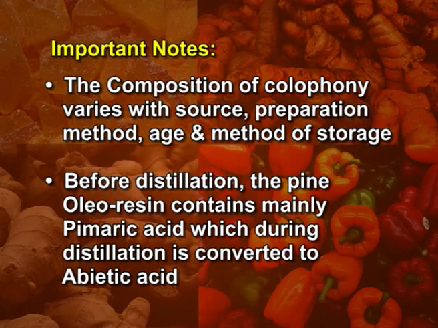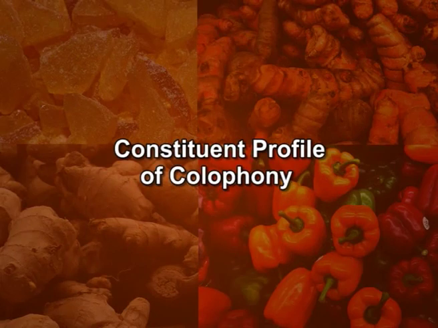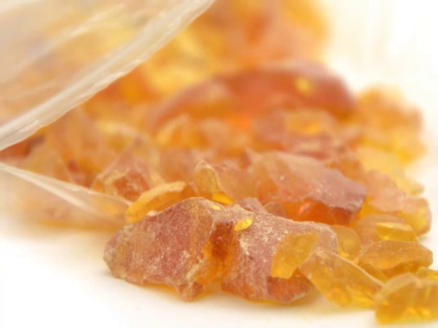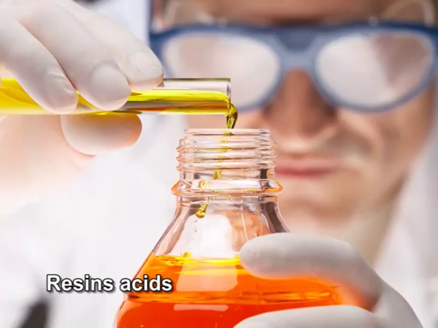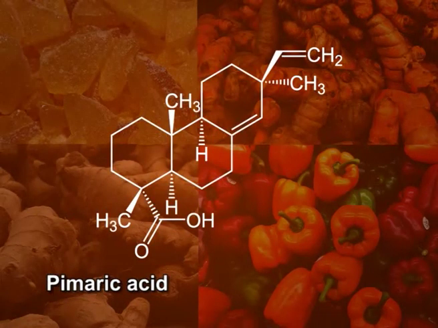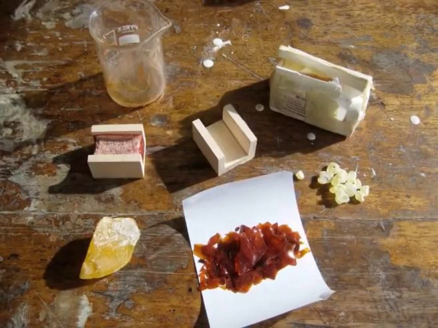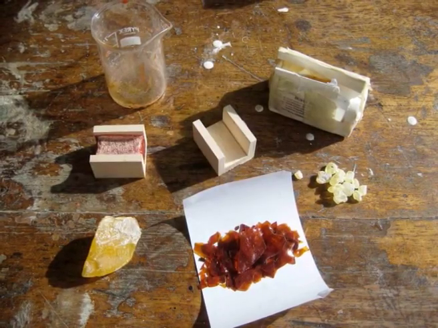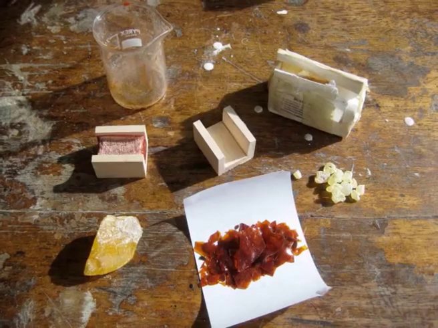Now, I will be discussing the constituent profile of colophony. Colophony contains about 80 to 90% resin acids, which are anhydride of abietic acid, sapinic acid, and pimaric acid. Colophony also contains resene, which is a mixture of hydrocarbons.